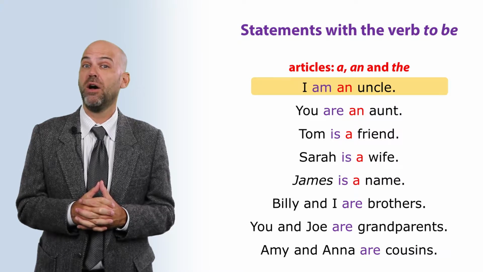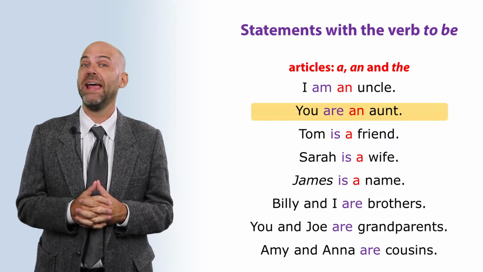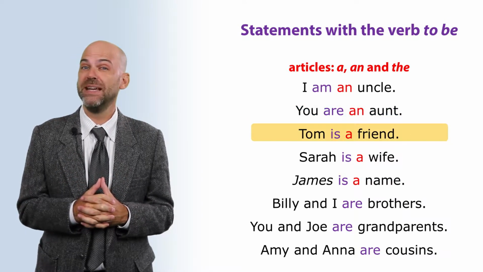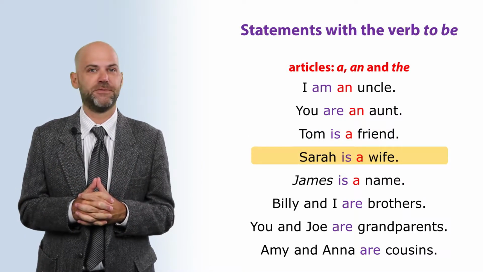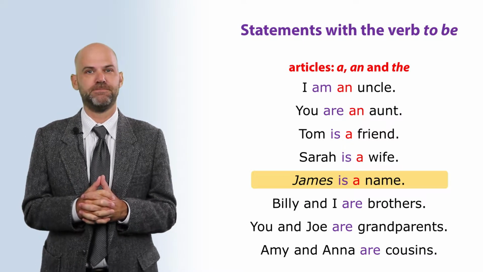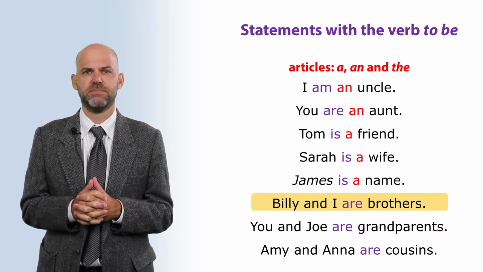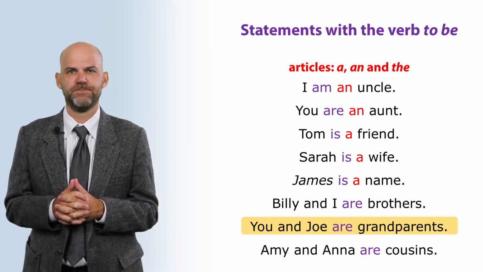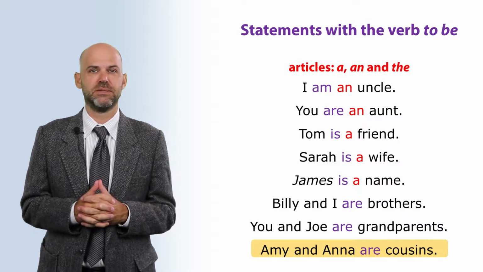I am an uncle. You are an aunt. Tom is a friend. Sarah is a wife. James is a name. Billy and I are brothers. You and Joe are grandparents. Amy and Anna are cousins.